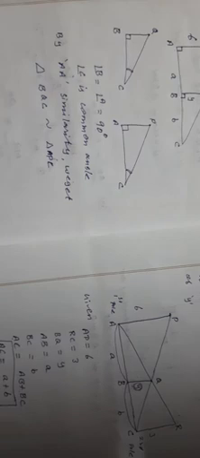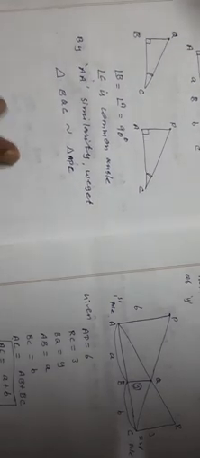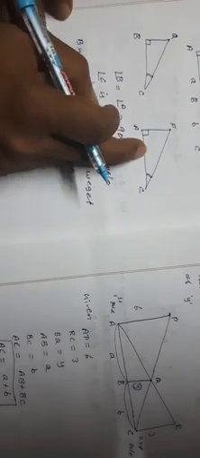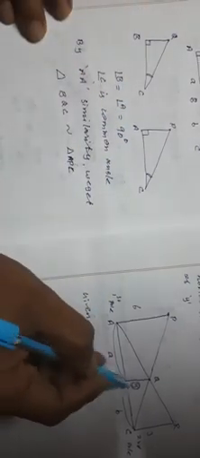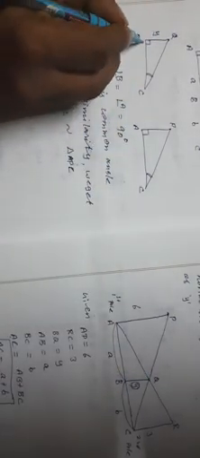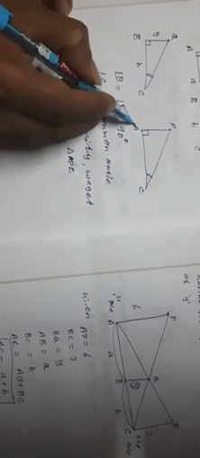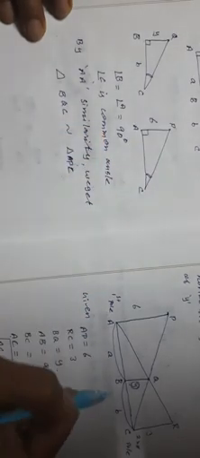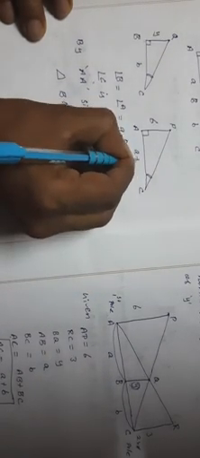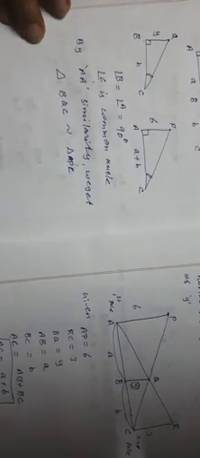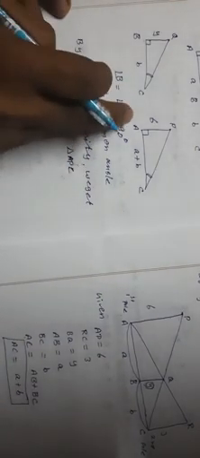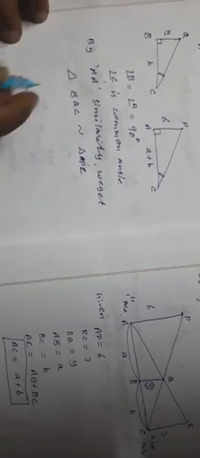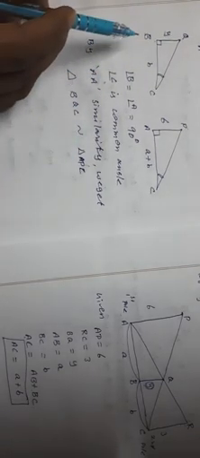Now that the two triangles are similar, we can use the ratios of sides. Here BQ is equal to y, BC is equal to b, AB is given as 6, and AC is equal to a plus b. Now take the ratios of sides of the similar triangles.